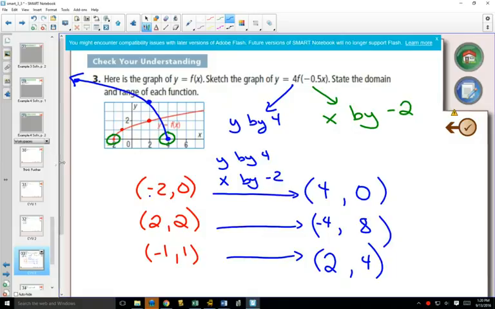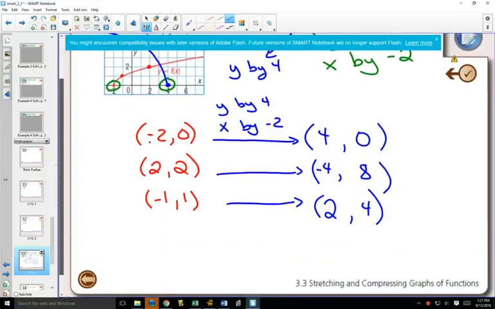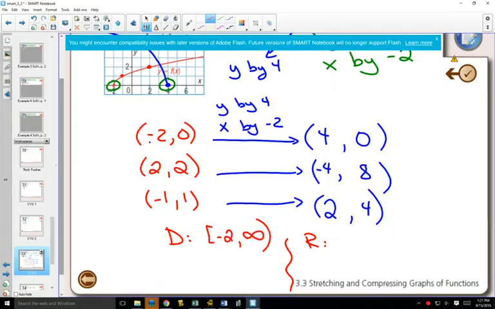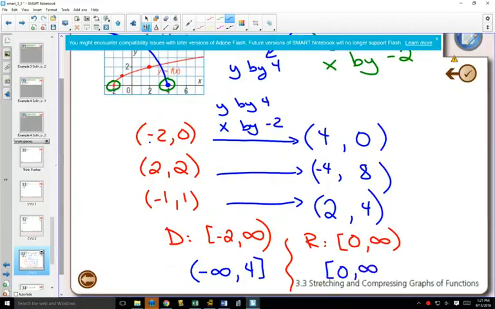Again, it says state the domain and range of each function. So we'll start with our red one. I'm going to use interval notation. Its smallest value is -2 and continues forever. Range, the smallest value is 0 and continues forever. And then on our blue graph, now we have no smallest value, but we have a largest value at 4. And for our range, it's still 0 to infinity.